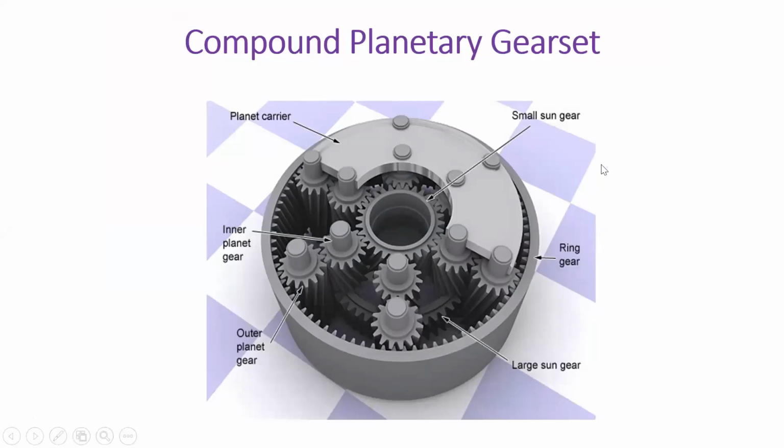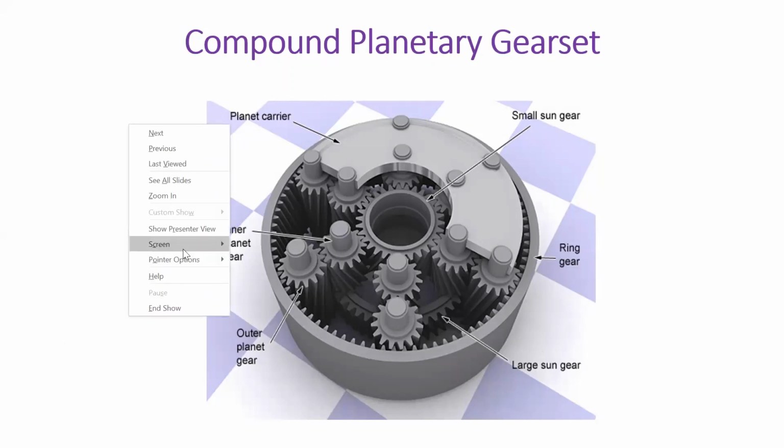You also have a compound planetary gear. It is also a different arrangement, which is similar to the one we have seen in the video, where you have a large sun gear and a similar kind of arrangement, but you are going to have a sun gear of two different shapes. One is a large shape, another is small. You call it a small sun gear.